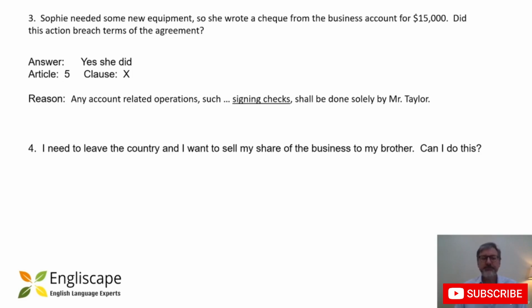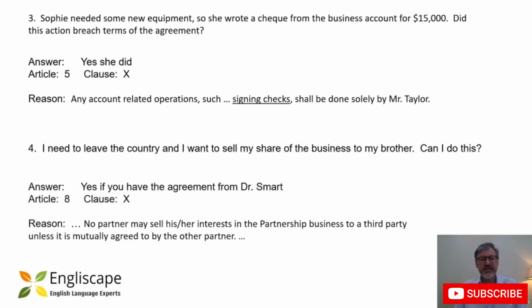Number 4, the last question from Mr. Taylor. I need to leave the country and I want to sell my share of the business to my brother. Can I do this? Yes, if you have the agreement from Dr. Smart. It's in Article 8. The reason? No partner may sell his or her interests in the partnership business to a third party unless it's mutually agreed by the other partner. So he can, but he must get Dr.